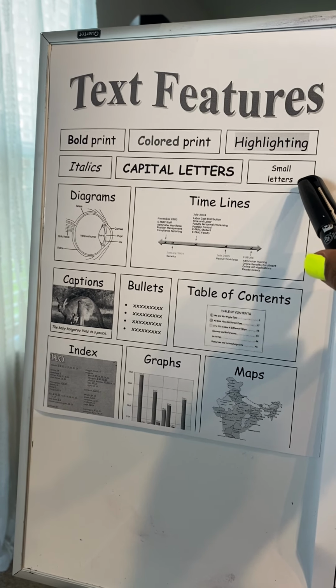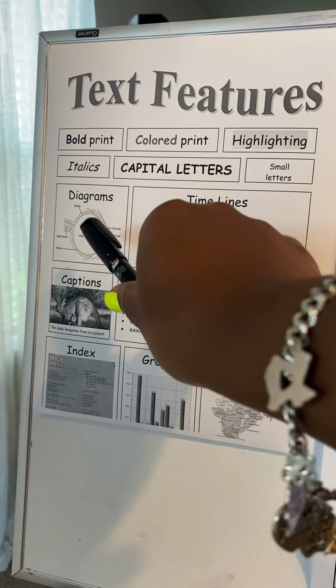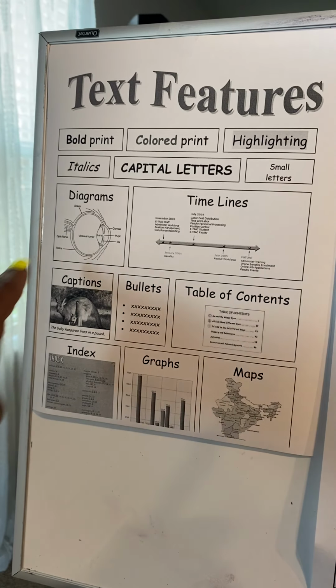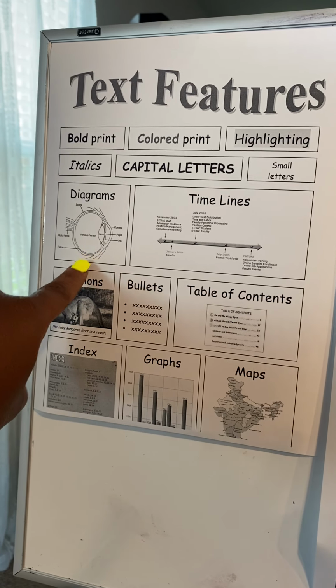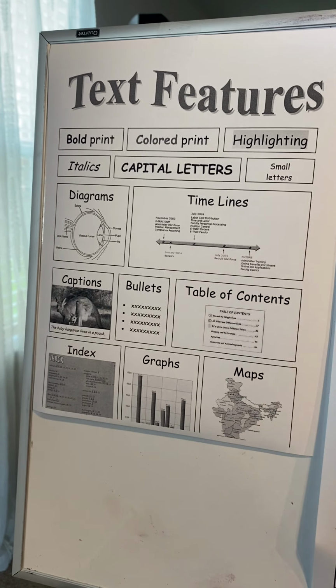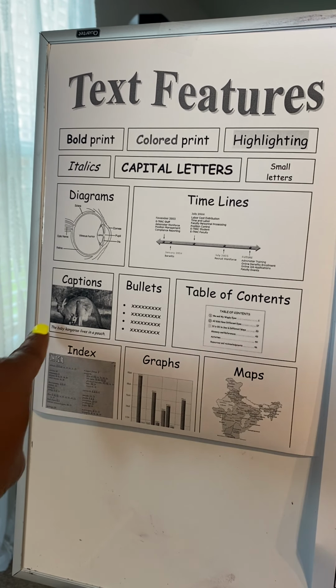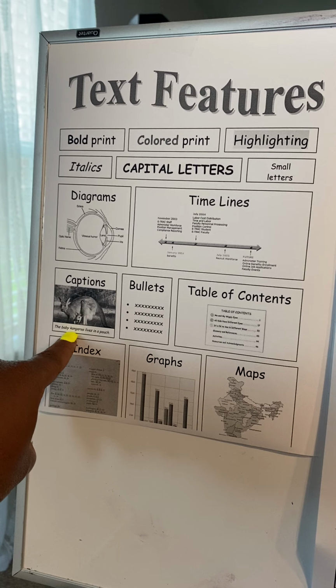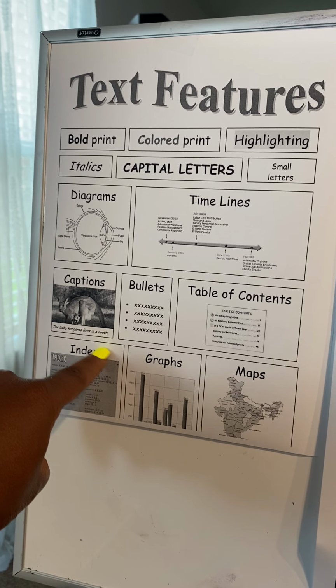Smaller letters than the regular words on the page. Diagrams. Remember, a diagram tells you the parts of a picture. So this diagram is showing the different parts of an eye. Timelines are also text features. Captions let you know what the photo is going to be about or what the photo is including.